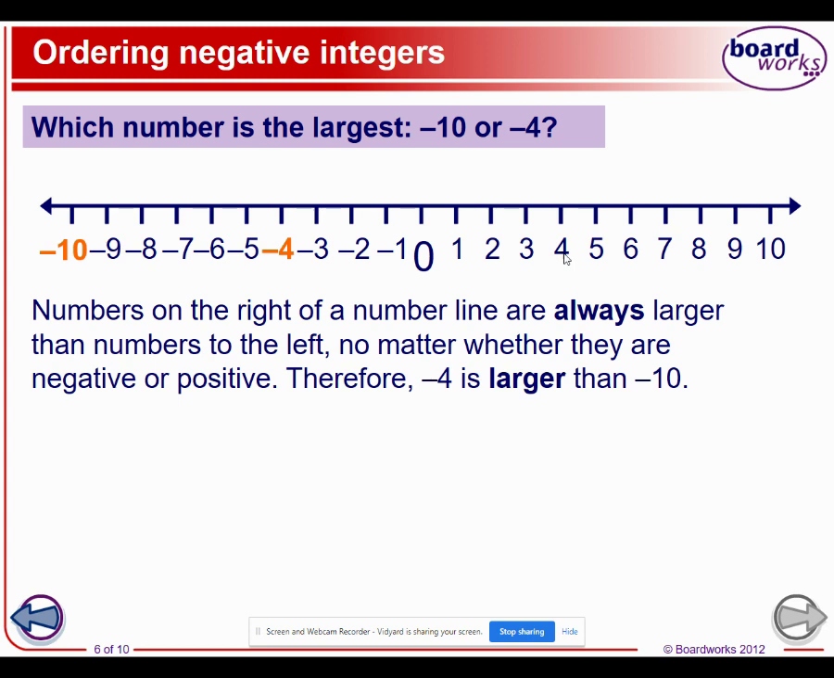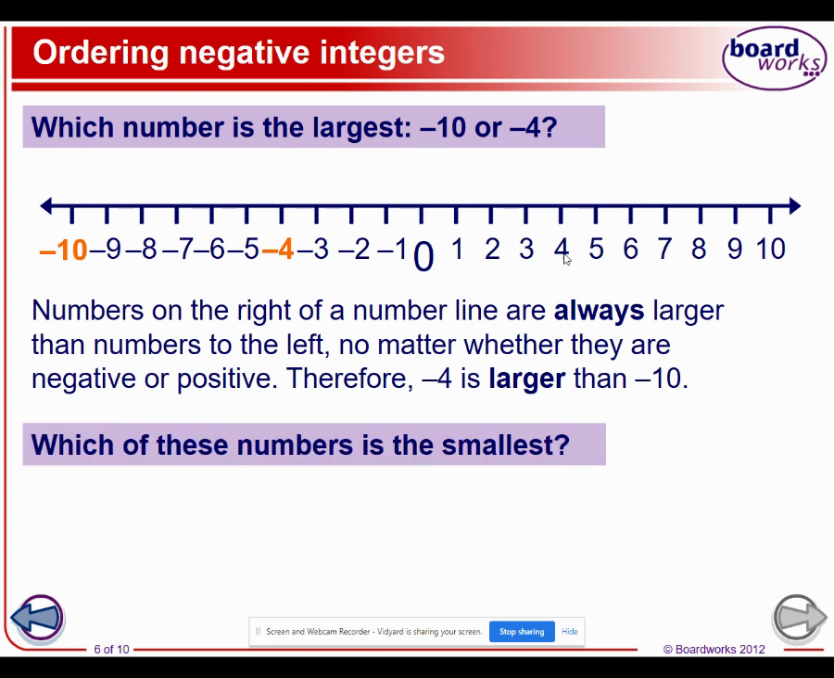So that would be the lower number. It's a little bit confusing at first, but the more you practice with it, the more you become familiar. So which of these numbers is the smallest? Negative 1, negative 687, negative 46, negative 1,850, negative 360, negative 12.